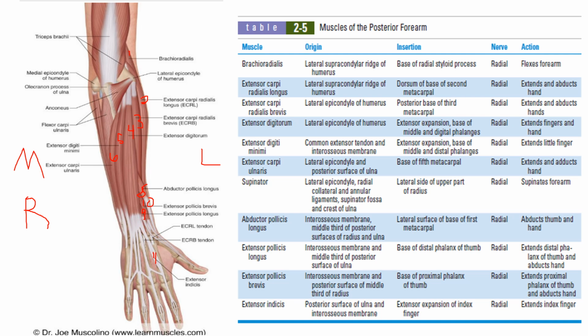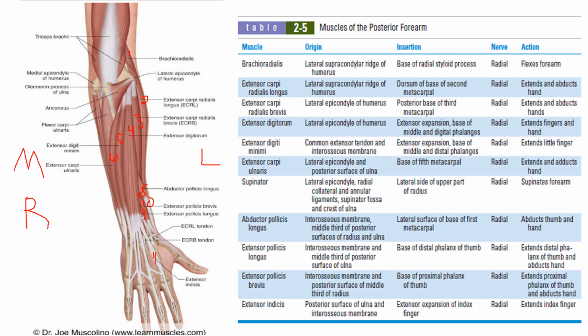Adjacent to it, moving more medially, is the extensor carpi radialis brevis. The extensor carpi radialis brevis has its origin from the lateral epicondyle of the humerus, and it inserts into the posterior base of the third metacarpal this time. It extends and abducts the hand also.